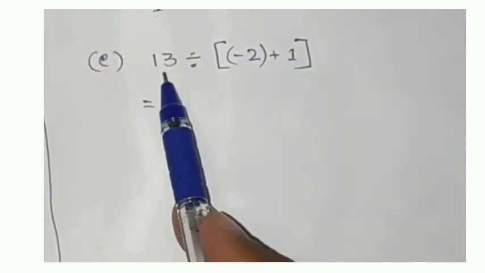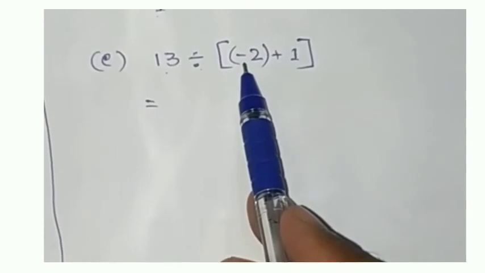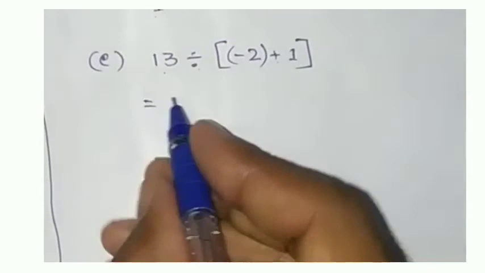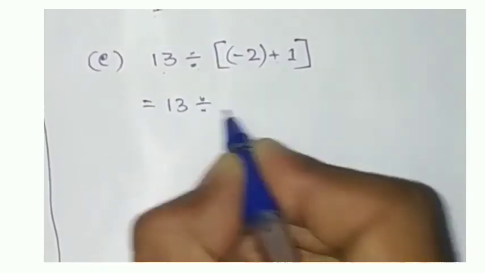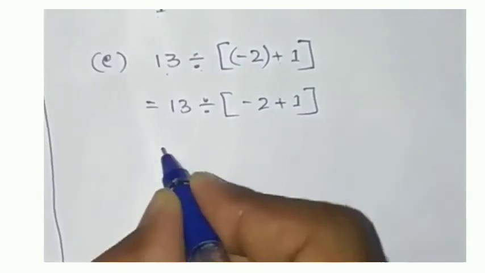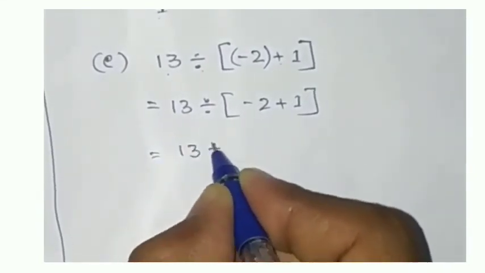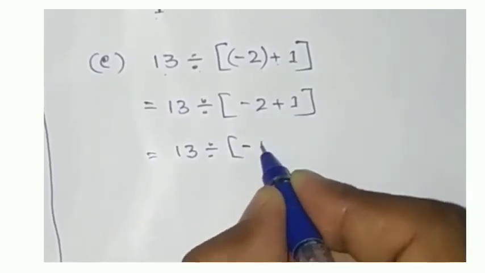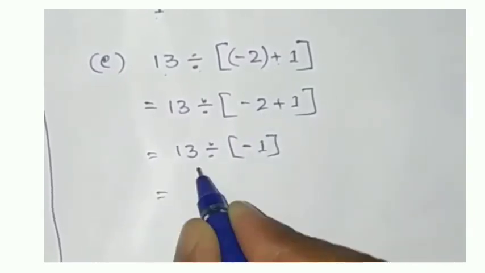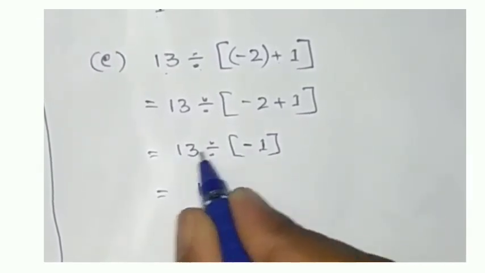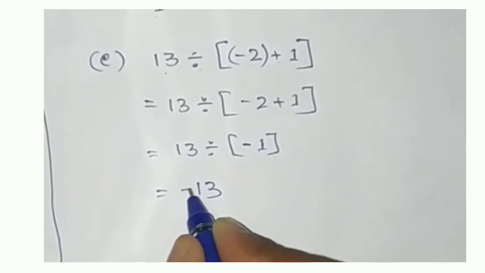Here they gave 13 divided by bracket minus 2 plus 1. So first open the bracket: 13 divided by minus 2 plus 1. So minus 2 plus 1, what will we get here? Minus 1. So 13 divided by minus 1, that is 13. So here plus, here minus, plus divided by minus, we will get minus.